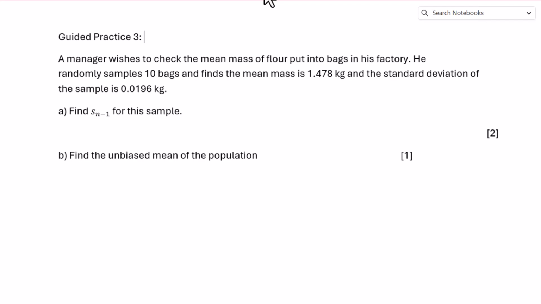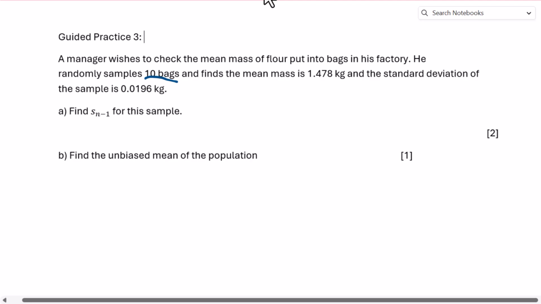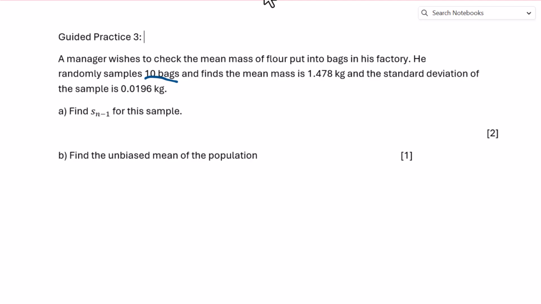A manager wishes to check the mean mass of flour put into bags in his factory. He randomly samples 10 bags and finds the mean mass is 1.478 kilograms and the standard deviation of the sample is 0.0196 kilograms. Find s sub n minus 1 for this sample.